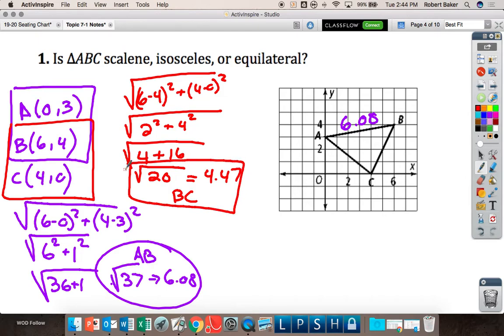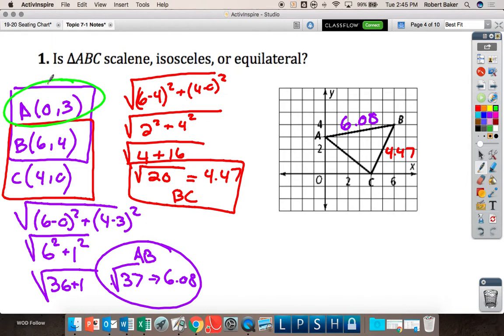So right now, what option is off the table? It cannot be equilateral. What's the last line we have to do? AC. That's probably the hardest one to do because the numbers are so separated.